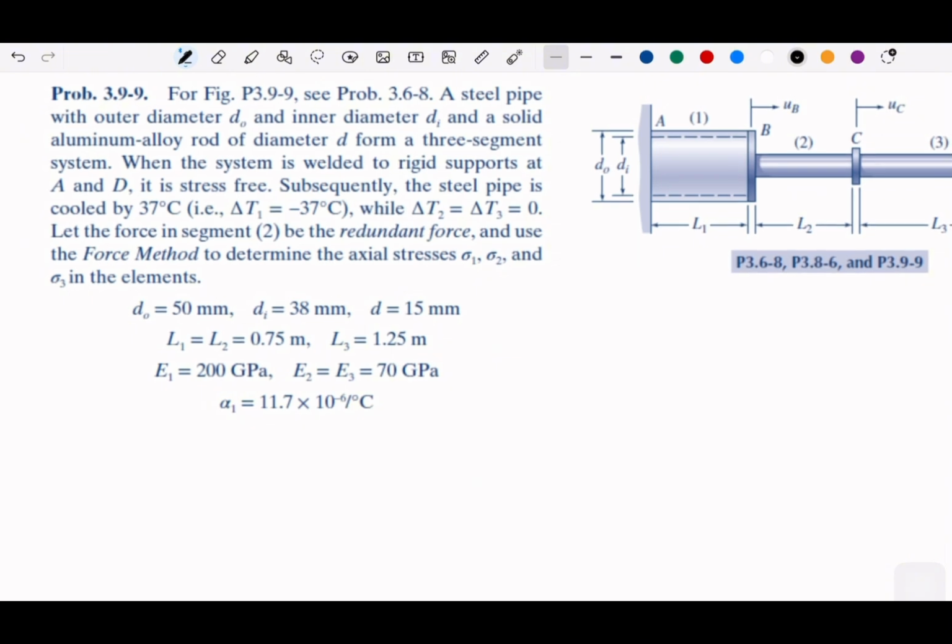Okay, another type of question, I think, yeah, this is the same as the previous one, but this one is having the temperature. Okay? So temperature will add into your elongation. So your elongation is not only the FL over AE, but also the temperature. Okay? With the alpha, usually we have the alpha and the delta T, so your elongation will be the force term plus the temperature term. Okay? The difference is just that. I think that's it.